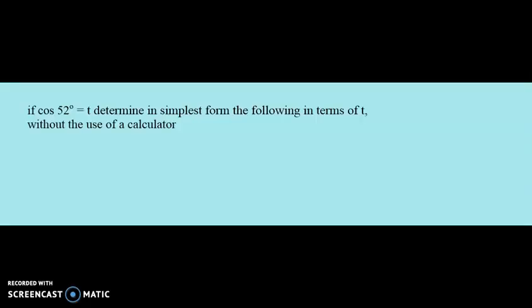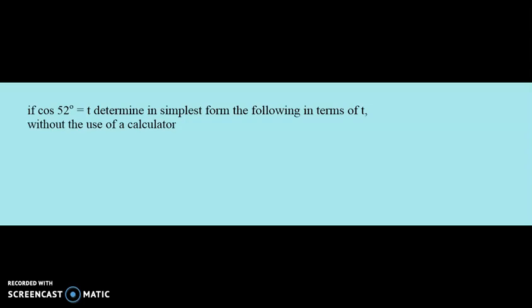Our problem that we're dealing with: they give us cos of 52 degrees is equal to t, determine in simplest form in terms of t, without the use of the calculator, a few expressions. The first thing that we notice is that t is not in a ratio form. So we need to write it as t over something, and that something in this instance is 1.